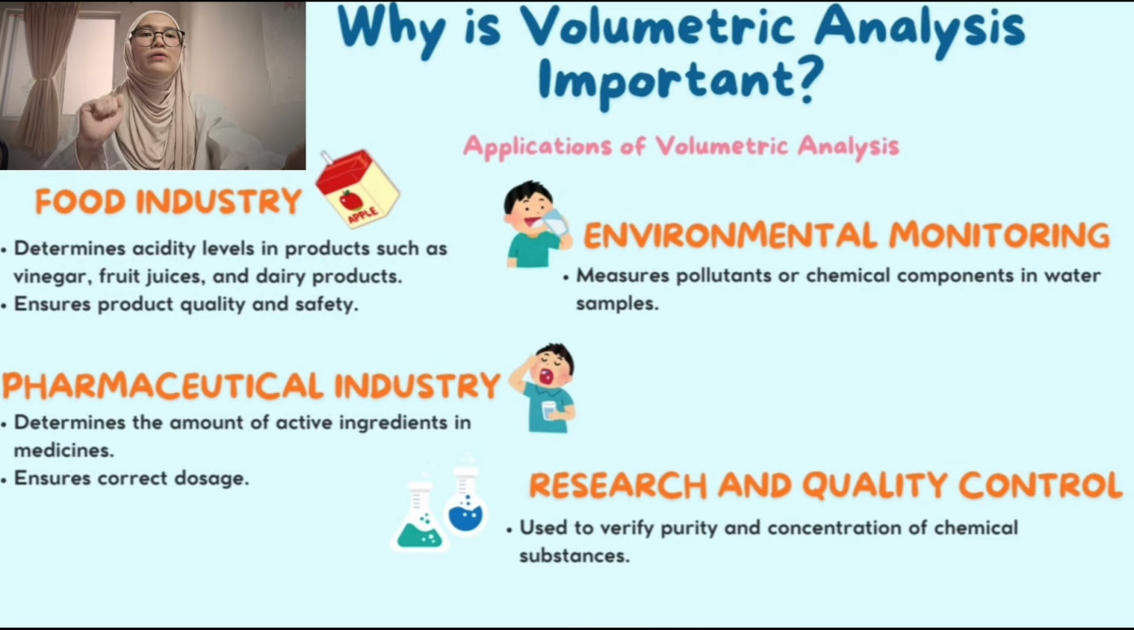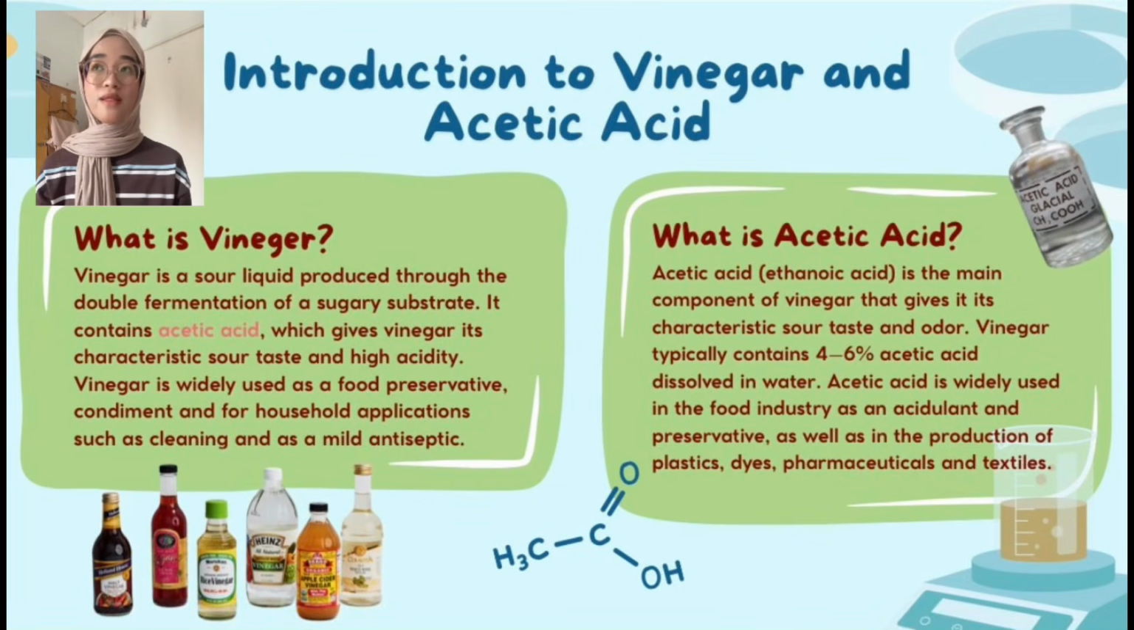In addition, we will talk about environmental monitoring. It measures pollutants or chemical components in water samples, so it will be safe when we drink it. Lastly, we will talk about research and quality control, used to verify the purity and concentration of chemical substances. Now let's move on to the next slide. I will talk about vinegar, acetic acid, and the importance of determining the concentration of acetic acid.